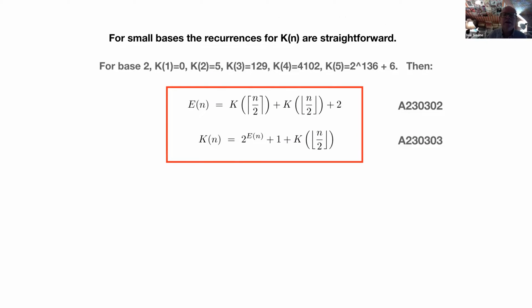And then, for example, here's the recurrence for k(n) in base 2, the smallest number with n generators. It's 2 to some power, which involves earlier values of k, plus k(n/2).